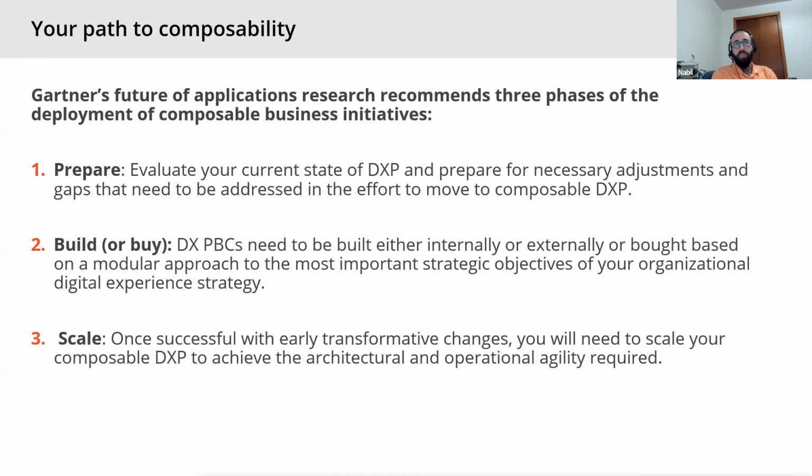But you package that, you acquire that capability in a modular way. And then once successful, you scale. You scale with early transformative changes. You will need to scale your composable DXP to achieve the architectural and operational agility required. So it's kind of a big puzzle piece, right? We keep on plugging in the capabilities that we need until we have the complete transformation in an agile way.